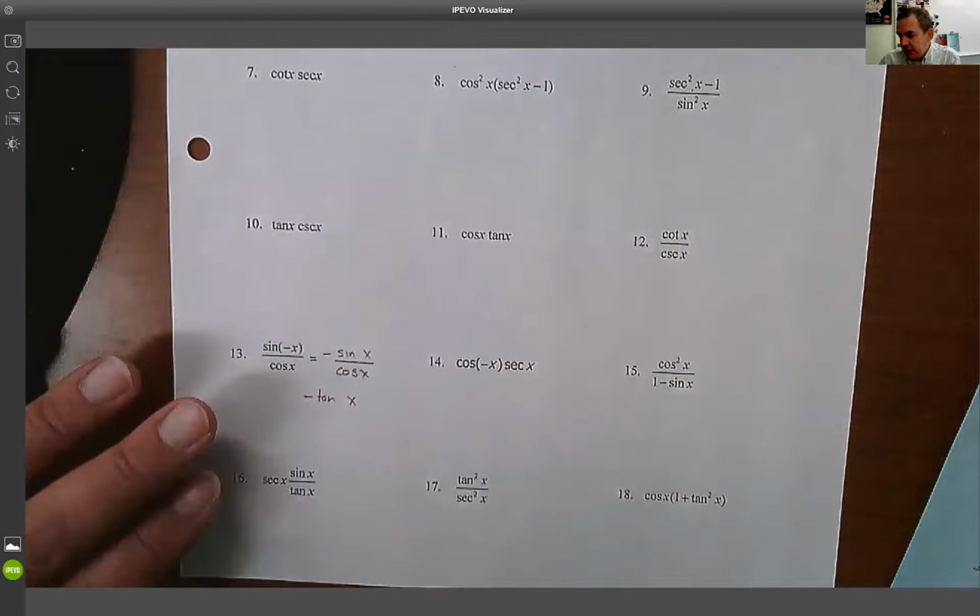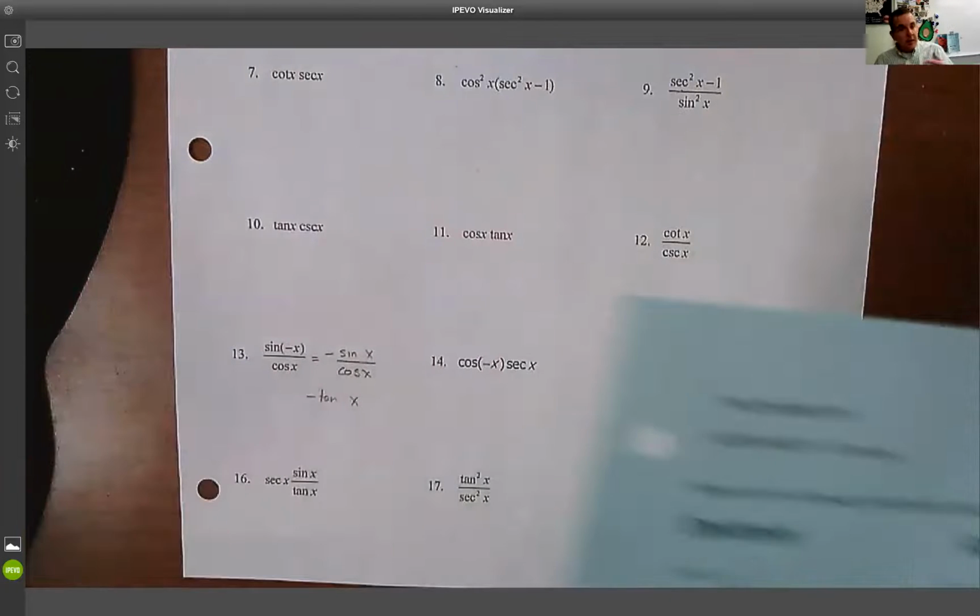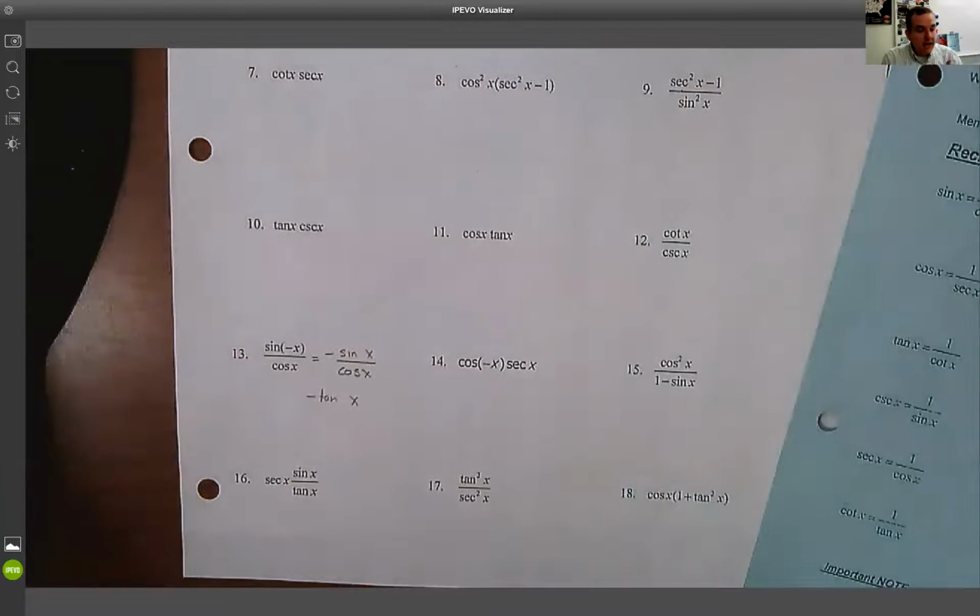All the other ones have something to do with finding a reciprocal or a quotient or a Pythagorean. And I put the answer key up on Schoology. So what we're going to do is work on this in class today and finish this up. This is going to be our turn-in, the thing we're going to turn in.